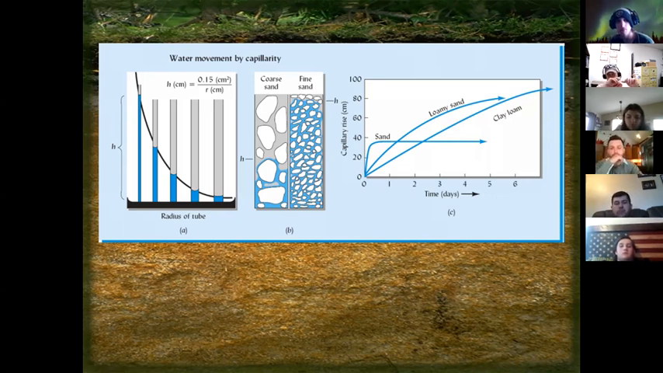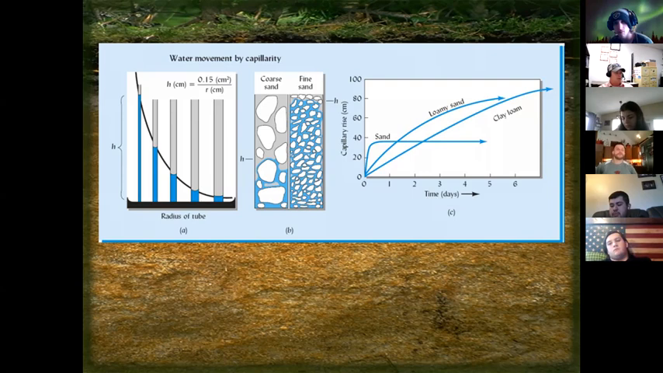Just remember, and I know there's a quiz and a test question on this, it says, what direction can water move in soil? The correct answer is it can move every direction. It can move up, it can move down, it can move sideways, it can move diagonally, it can move any direction that it wants.